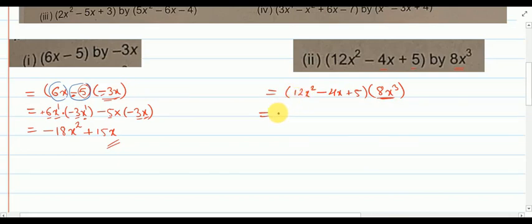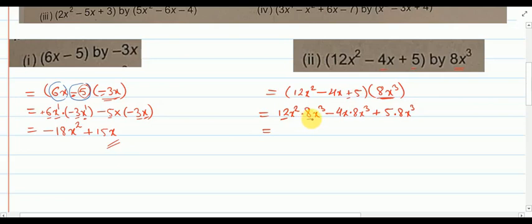Okay, so we will get 12x square. Okay, so 12x square will multiply with this 8x cube. Then here minus sign, so copy minus sign, then 4x and then into this, into 8x cube, then plus sign right over here, then 5, then write this, multiply this. Okay, done.